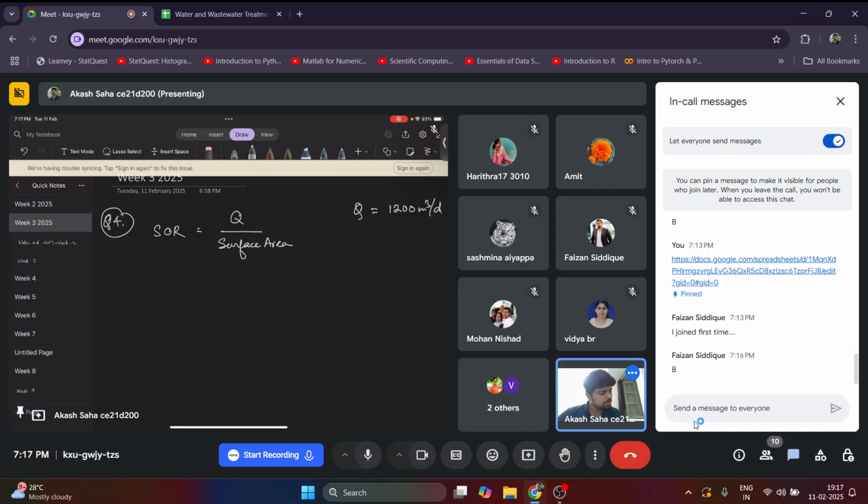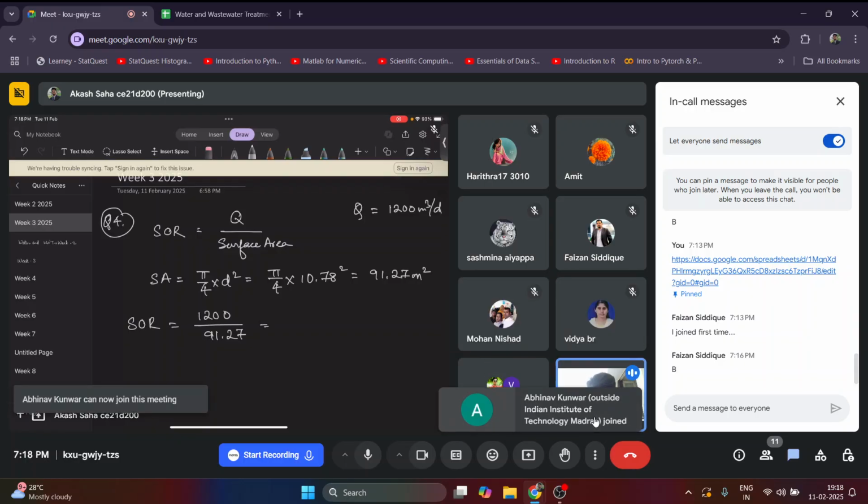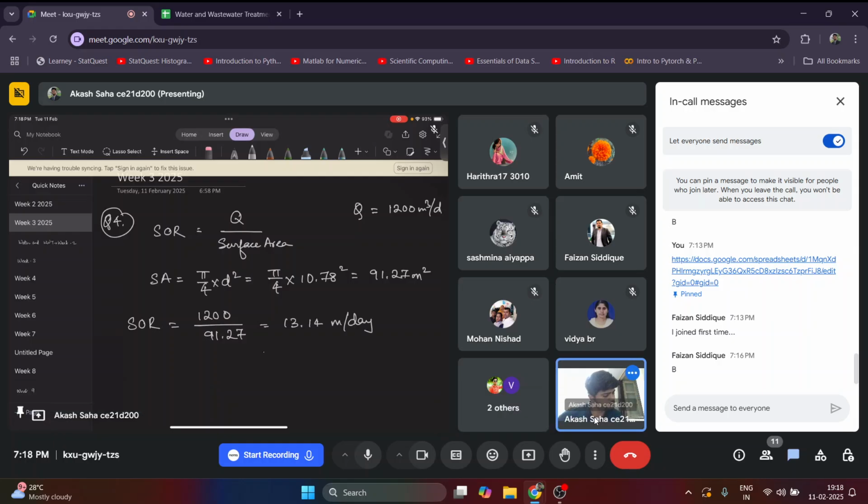Now the surface area is a circular area, so it will be pi by 4 into d square. That is nothing but pi by 4 into 10.78 square, which is 91.27 meter square. So my surface overflow rate will be 1200 divided by 91.27. This will be equal to 13.14 meter per day, which is approximately equal to 13 meter per day.